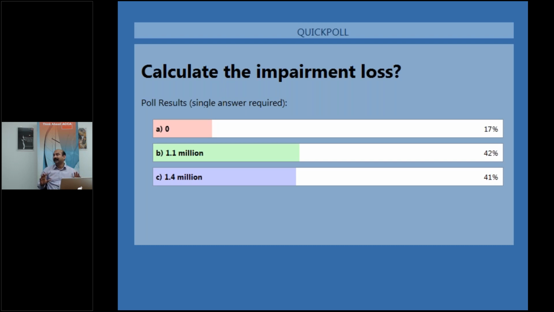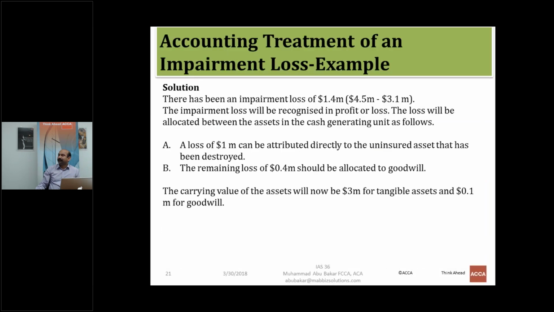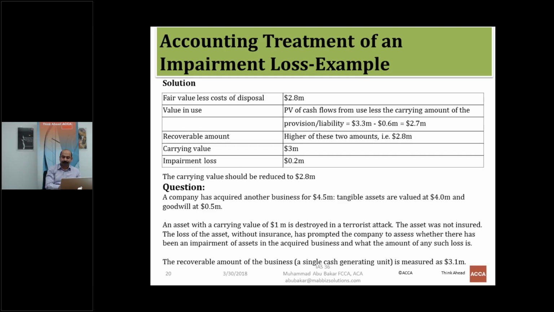I would not comment anything on this because this was quite straightforward. I just created options to check the strength of the concept. But anyway, there has been an impairment loss of 1.4 million, 4.5 million minus 3.5 million. If you look at the question, this is the carrying value of the business, and this is the recoverable amount. Because recoverable amount is lower than the carrying amount.